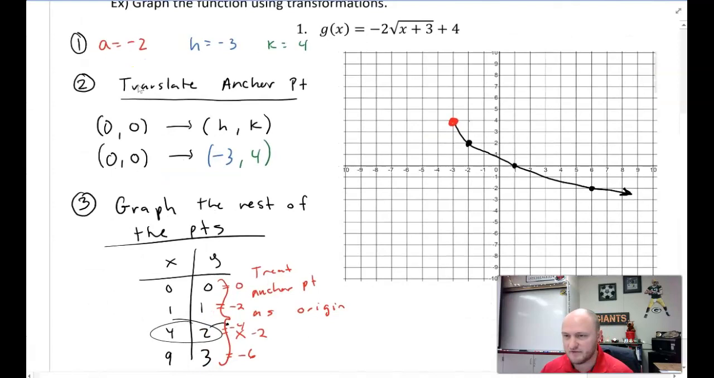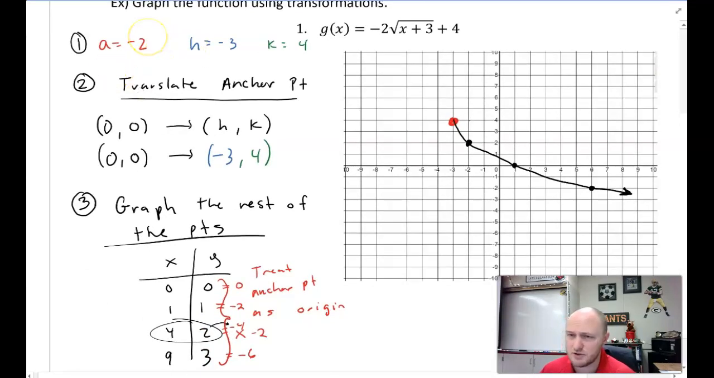All right, just a recap of this example. I'll show you another example here in a second. First, we found our A, H, and K. A is negative 2. That's going to cause reflection and vertical stretch. H is negative 3, and K is 4. So what we did first is we plotted our anchor point. I translated it left 3, up 4 because of H and K.